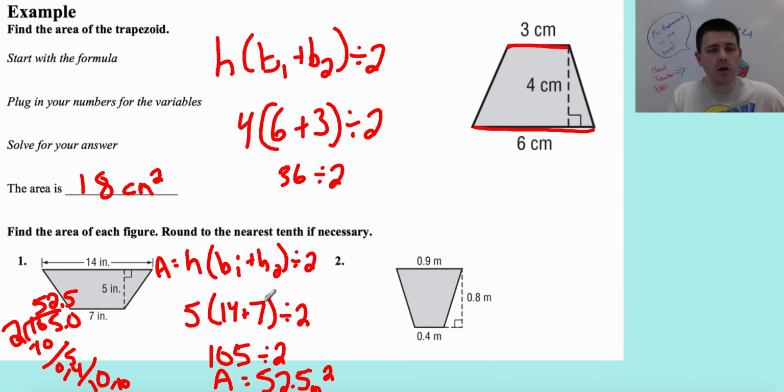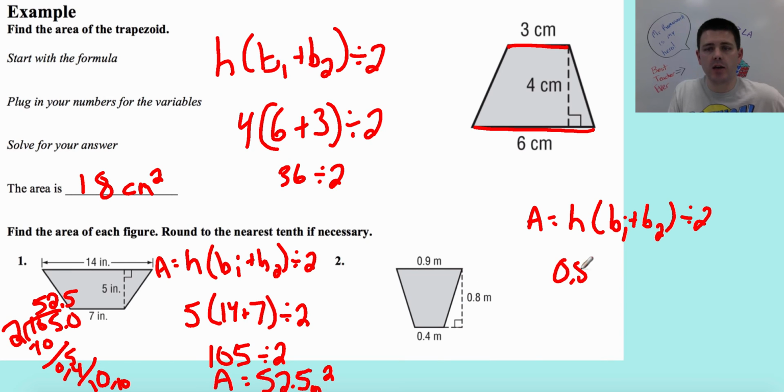Make sure you're showing all of your work and how you plugged in the numbers, how you worked through the problem, how you got your area, included your units. So let's try one more together. So always start with your formula. Height times base 1 plus base 2 divided by 2. My height is that vertical distance between my bases, so 0.8. My bases are my two parallel sides, so 0.4 plus 0.9. And then when I'm all done, I'm going to divide by 2.